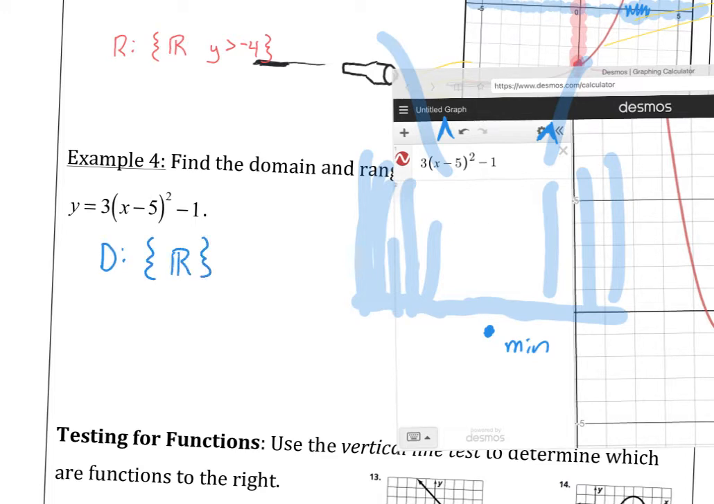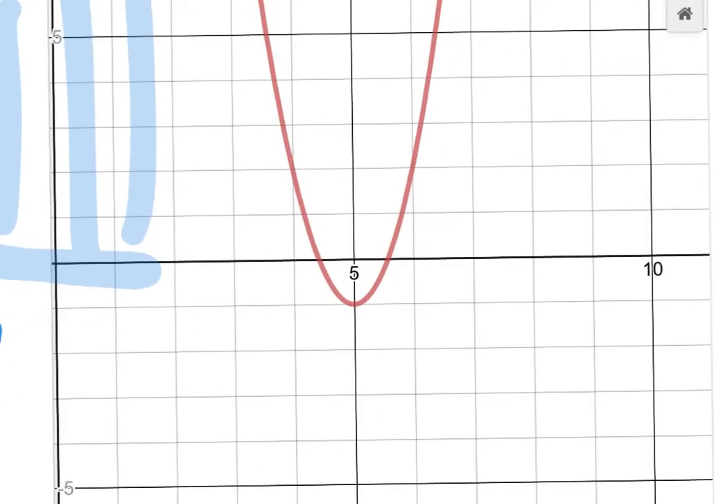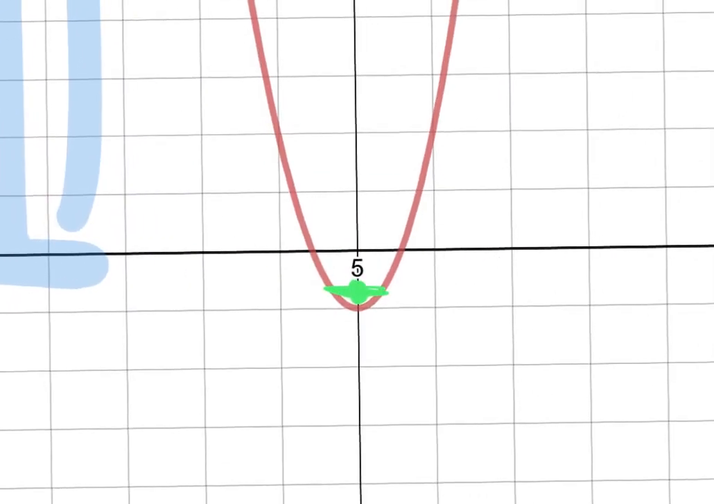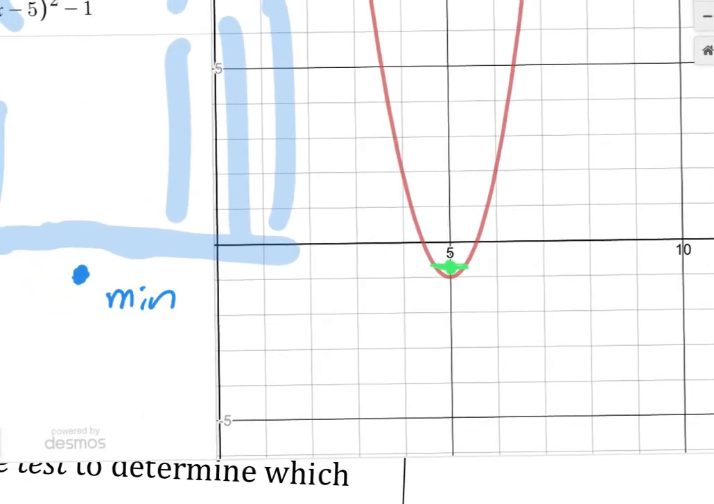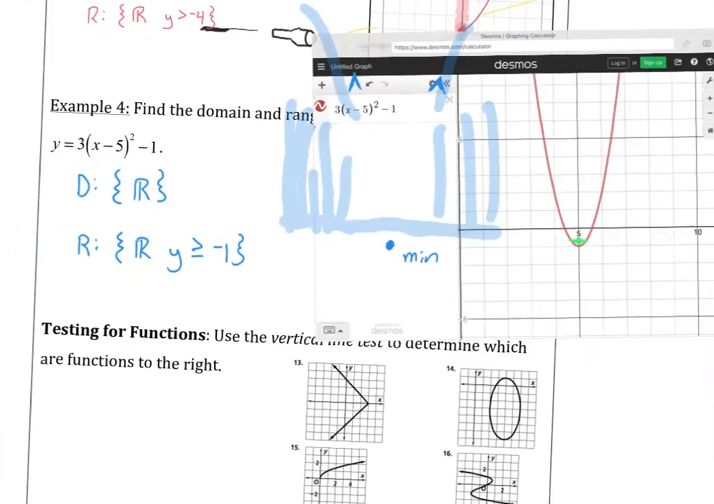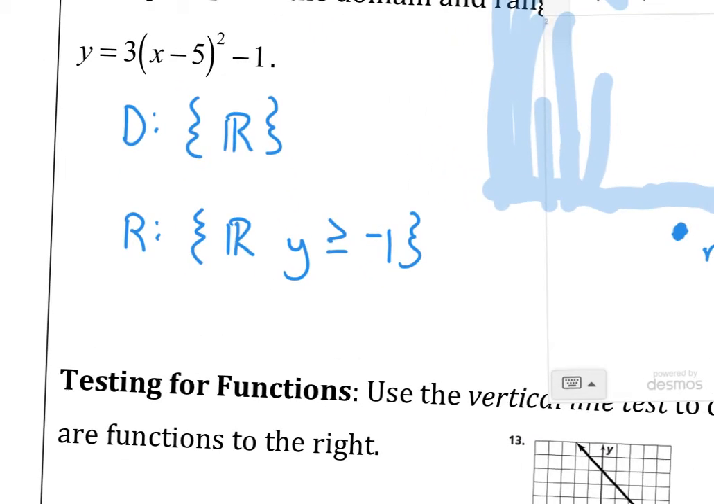But the range is all the real numbers such that y is greater than or equal to negative 1. It actually touches the negative 1. If you recall, this is called my vertex right here. And it does touch that negative 1. The graph up there is a little bit off on my board. It's not off. So, there we go. It's all real numbers greater than or equal to negative 1.